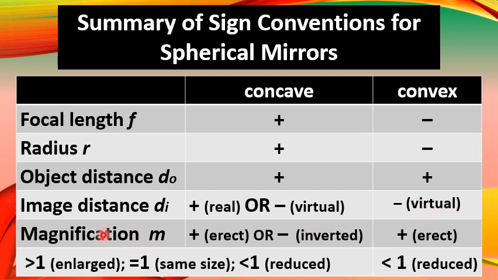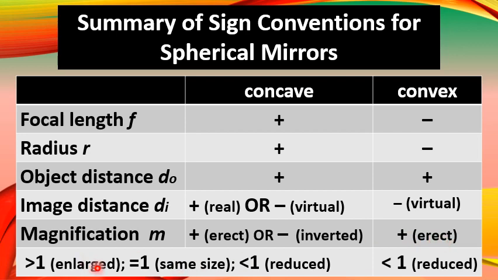Now, for the lateral magnification, small letter m, in the case of concave mirror, the orientation of the image can either be positive or negative. So when small letter m has a positive orientation, it means that the image is erect or upright. When it is negative, that means the image is inverted, upside down. In the case of convex mirror, the lateral magnification, small letter m, is always positive. That means that the image is always upright or erect.